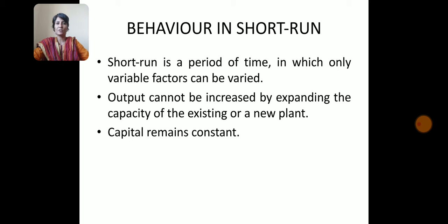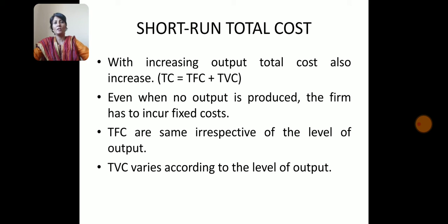To meet the increased demand, it can raise output by hiring more laborers and raw materials or ask the existing labor workforce to work overtime, while the quantity of such factors as capital equipment and building remains fixed. In the short run, total cost is divided into total fixed cost and total variable cost.